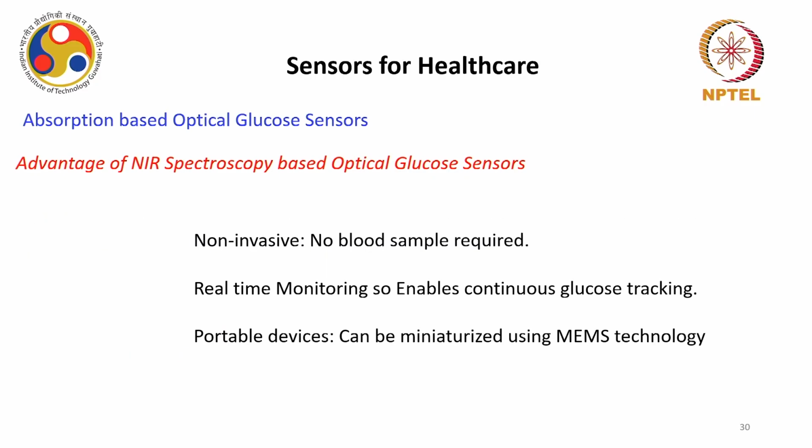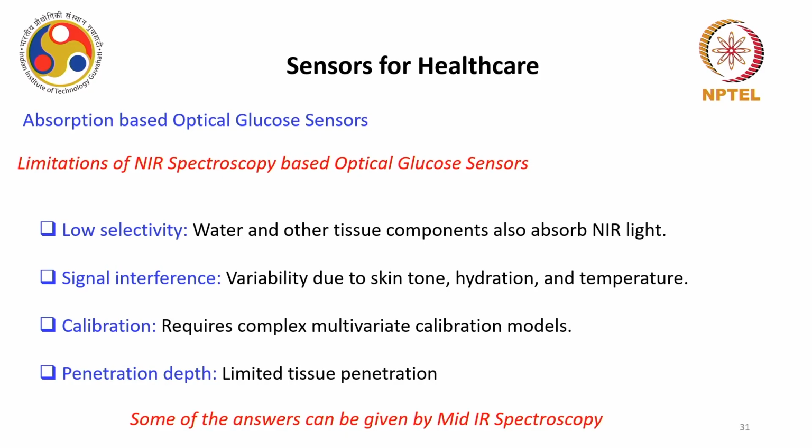Okay. There are a number of advantages of NIR spectroscopy based optical glucose sensors. The first and foremost advantage is it can be non-invasive. So, basically no blood sample is required. You are measuring blood directly inside your body basically. So, you are not actually extracting any blood drops. Okay. Real time monitoring is possible. So, it enables continuous glucose tracking kind of devices. Okay. And portable devices can be fabricated by fabricating these NIR spectrometers on the MEMS platform. Okay. However, all is not always good.